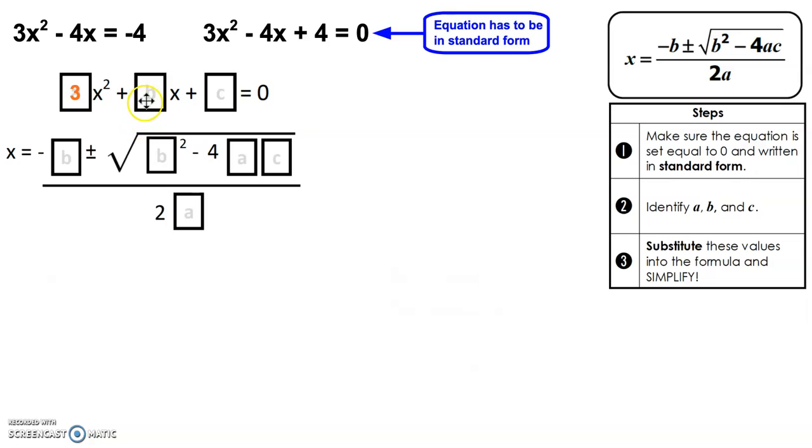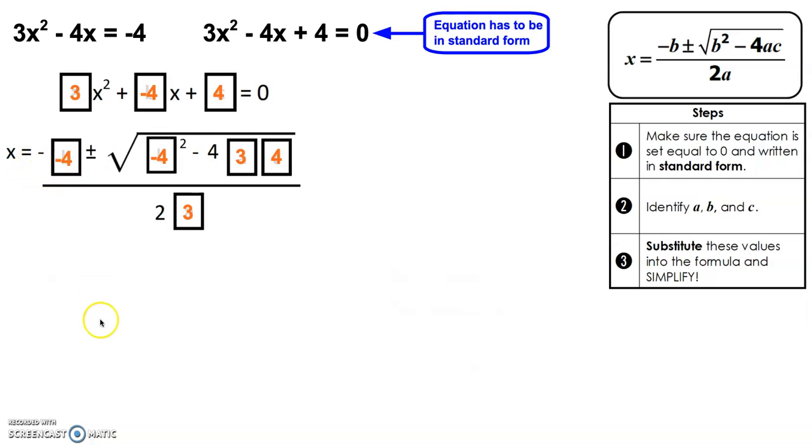A is 3, B is negative 4, and C is positive 4. Now I need to plug those into the quadratic formula. So B goes here and here, A goes here and here, and our C value goes here. Now I'm ready to simplify.